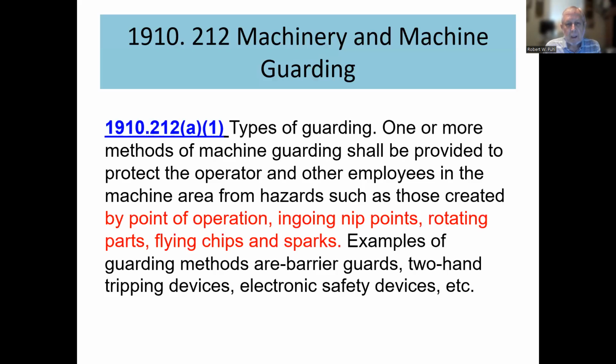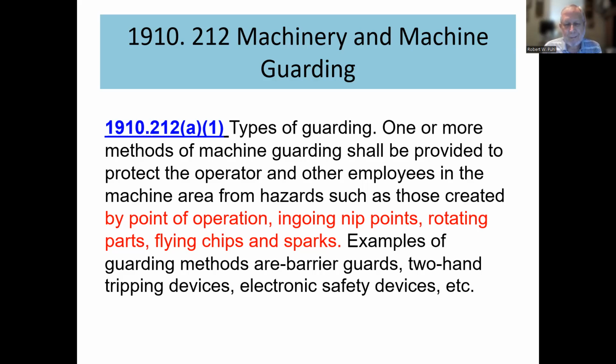Special tools. All right, now we're going to look at the actual OSHA regulation, 1910.212(a)(1), types of guarding. One or more methods of machine guarding shall be provided to protect the operator and other employees in the machine area from hazards, such as those created by point of operation, ingoing nip points, rotating parts, flying chips, and sparks. I find it unusual that OSHA puts all these, like ingoing nip points and point of operation, rotating parts, and then throws flying chips and sparks in there too. But it's okay, that's what they're doing. It's just unusual to me.